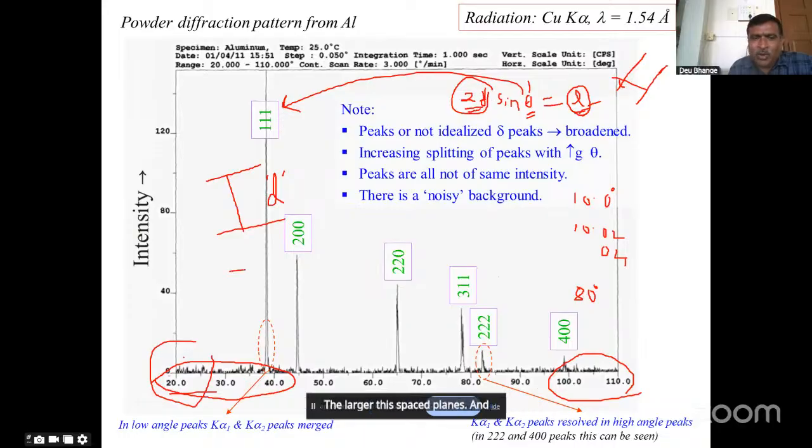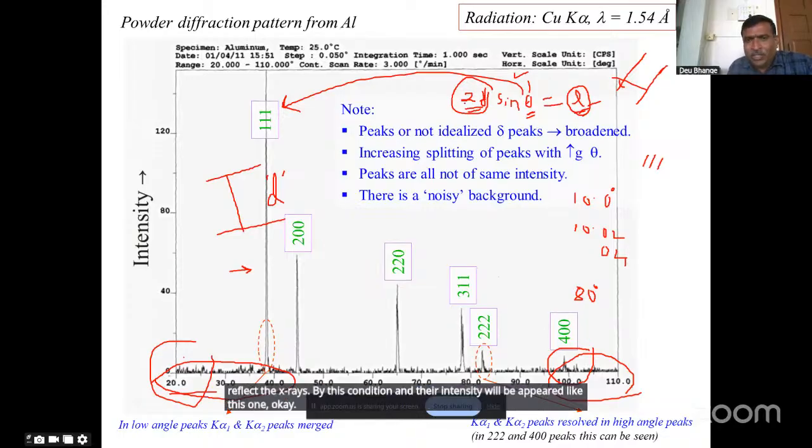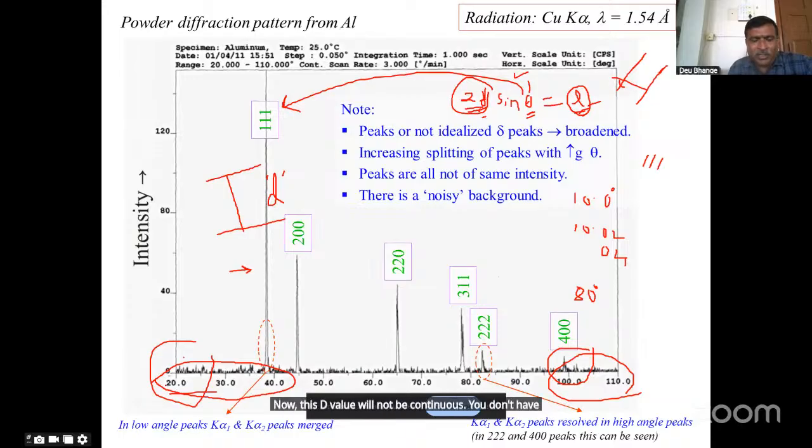And when you go from smaller angle to higher angle, the closely spaced d-spacing or closely spaced planes present in the crystal will reflect the X-rays by this condition, and their intensity will appear like this. Now this d value will not be continuous. Angle is continuously changed. You can see 10, 10.02, 10.04, 10.1, something like that, up to 80.